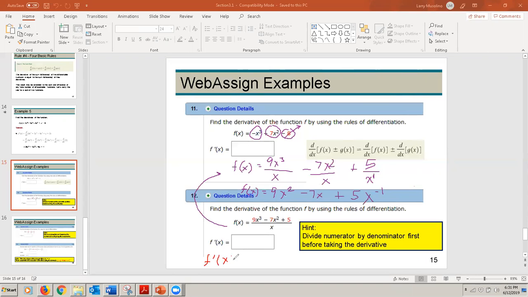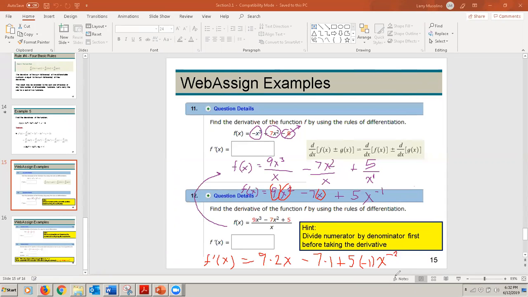So let me take the derivative of each one of these. The 9 is a constant, so I'm just going to copy that down. I'm going to take the derivative of x squared. Bring the 2 down in front as a multiplier and subtract 1 from the exponent. So that leaves me with x minus 7, and the derivative of x is 1. And then we take the derivative of x to the negative 1. I'm going to bring the negative 1 down in front as a multiplier and then subtract 1 from the exponent. But negative 1 subtract 1 is a negative 2.